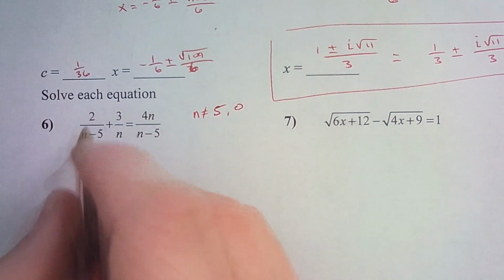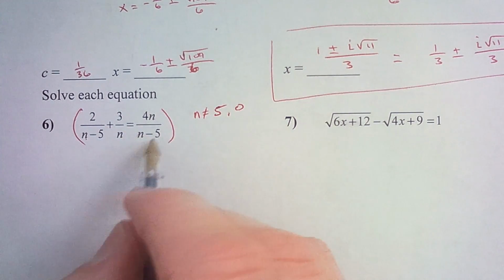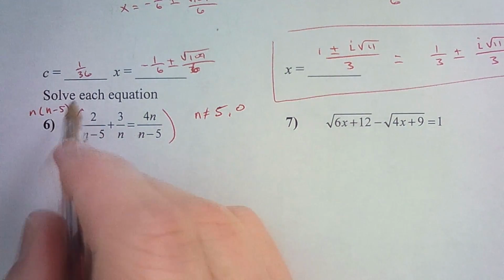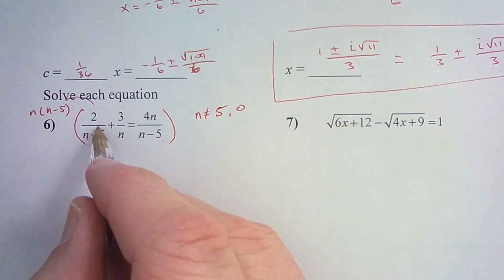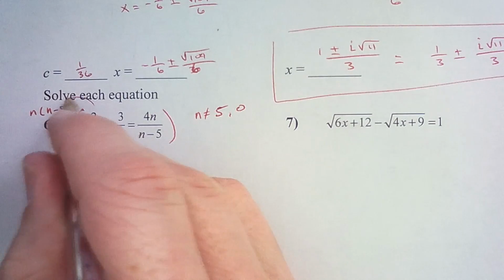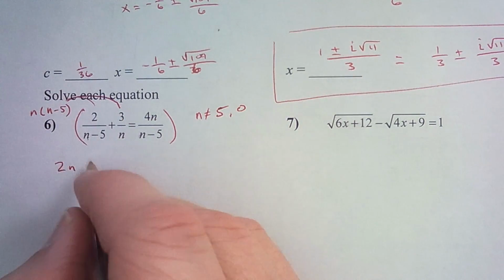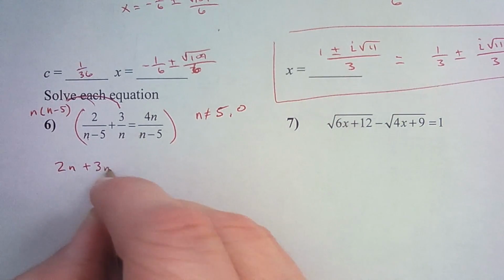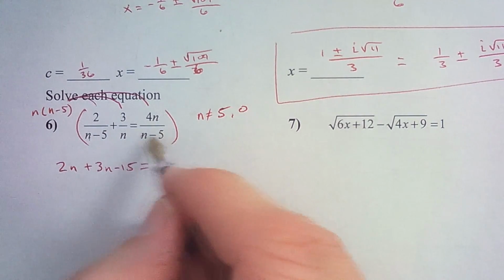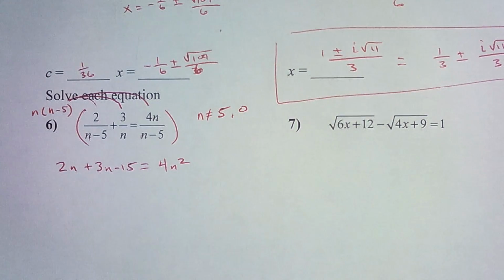To solve it, I'm going to distribute the factors of the denominators, which are n and n minus 5. When I distribute here, n minus 5 cancels, so it's 2 times n. When I distribute here, n cancels, so it's 3 times n minus 5. So that's 3n minus 15. When I distribute here, n minus 5 cancels, so it's 4n times n, which is 4n squared.